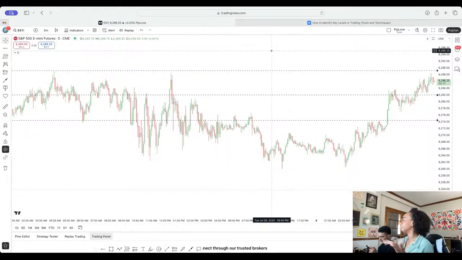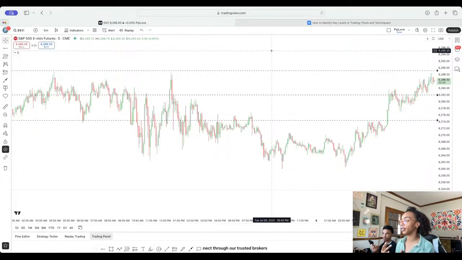Alrighty, so what else? What counts as a key level? What are you taking? Because everybody's like, this is a key level, that's a key level, this is a key level. What really counts as a key level? So I say things such as previous lows and highs on either the daily or the weekly time frame.